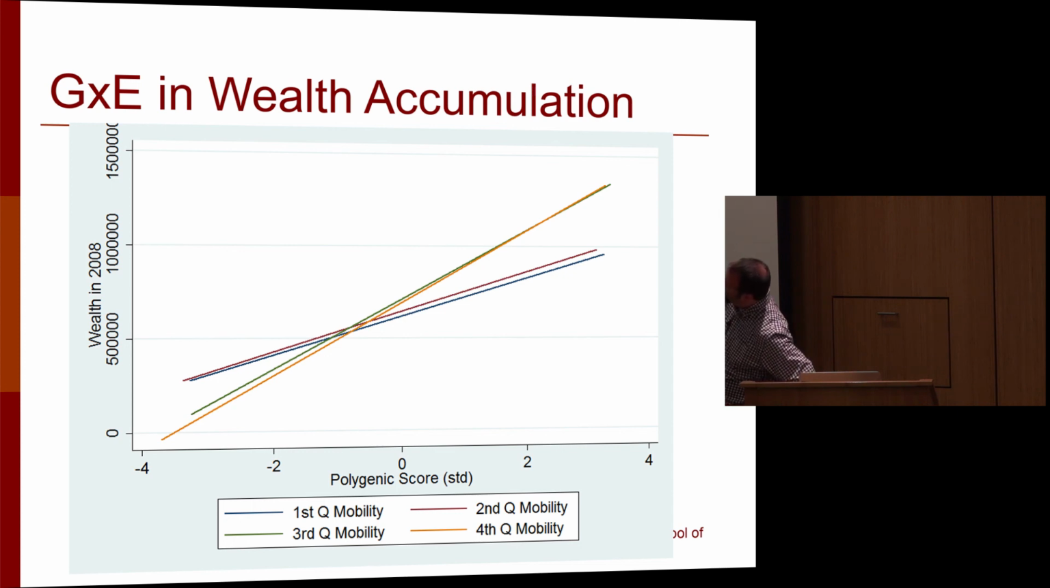So just to give you a scale, these are by the year 2008 or so in the sample, accumulated wealth of 500,000 to a million and a half as you move the polygenic score around, and then as you move the mobility around. Questions about that?